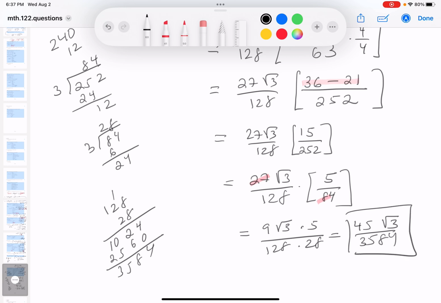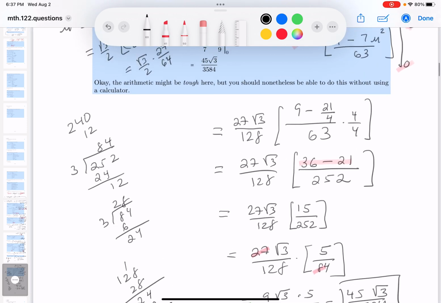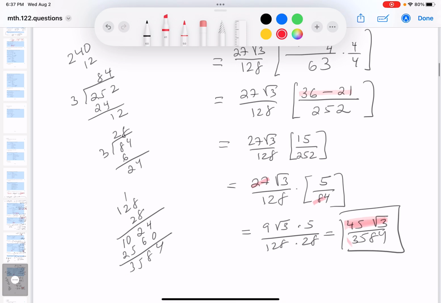By the way, even if I'm wrong at this point, at least I got a number. Let's see how we did. Let's see if I was able to do my arithmetic. 45 root 3. Got that right. 3, 5, 8, 4. Gee, I got that one right too. Time to move on.